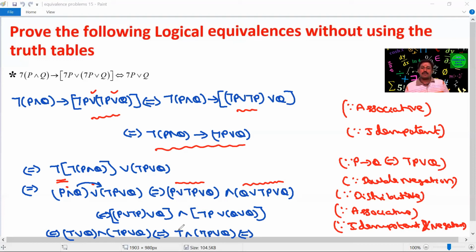If you observe this, it looks like the T and P form. This entire term we consider as P. T and P is P, since identity law. So therefore, we will get our required result as not P or Q.